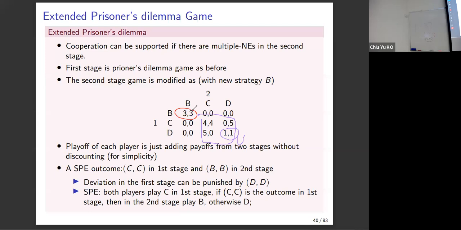So how can we support a non-equilibrium outcome in the first round, a predicted outcome which is non-equilibrium? It is by saying that if we do the right thing, we go to the beach. If not, we go to hell. Okay? It's carrot and stick, right? So that's why we discipline ourselves.